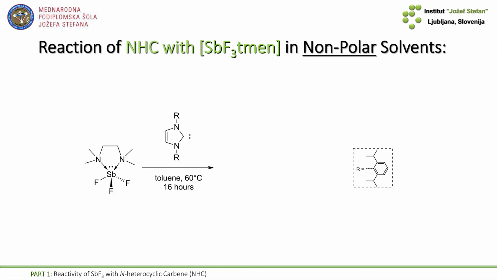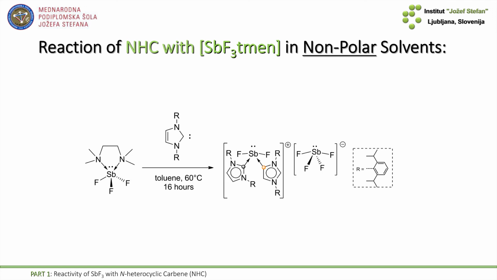And we did the next reaction. We took our complex and mixed it with carbene, hoping that the carbene would displace the amino ligand and form a neutral product that we were searching for. But that didn't happen. What happened is we got such a product.